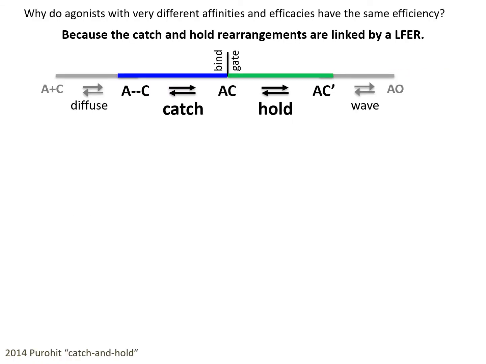So why do agonists with very different affinities and efficacies have the same efficiency? So the question is, why do all those agonists fall on the same correlation line? Binding and gating are 2 different processes, but we now know catch and hold are 2 different processes. So let's break this down in terms of an energy landscape.